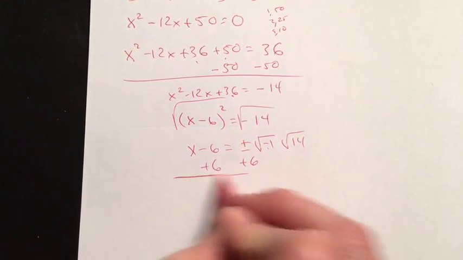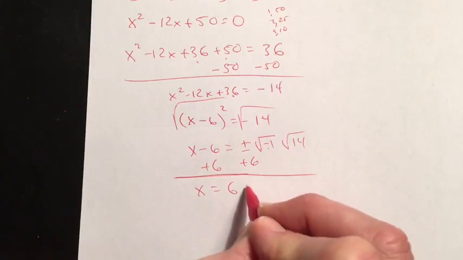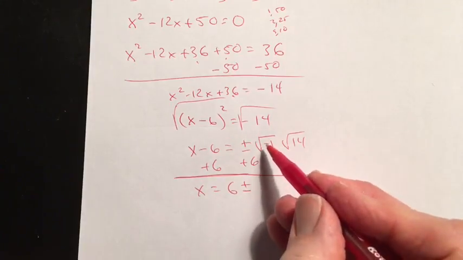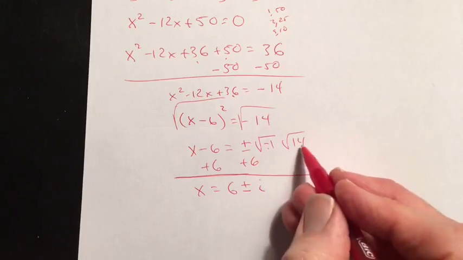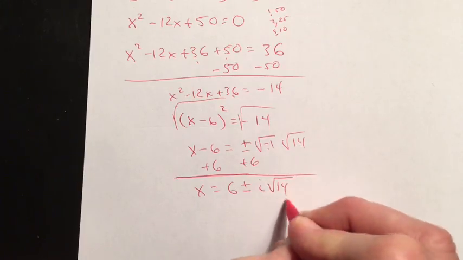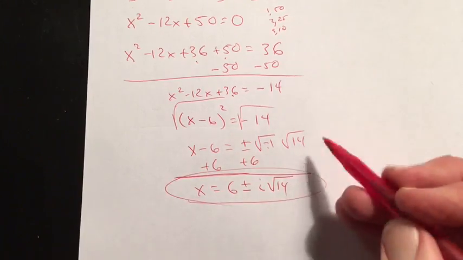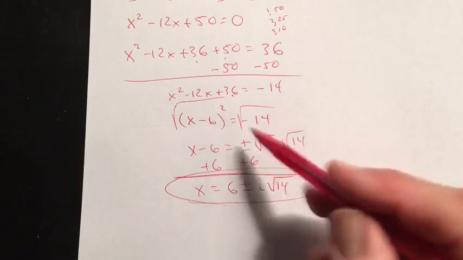So it's x equals 6 plus and minus. Now this becomes the letter i, and this is simplified as far as it goes, so that's just square root of 14. And there's your answer. You have an imaginary number, so you can't get a real number out of this.